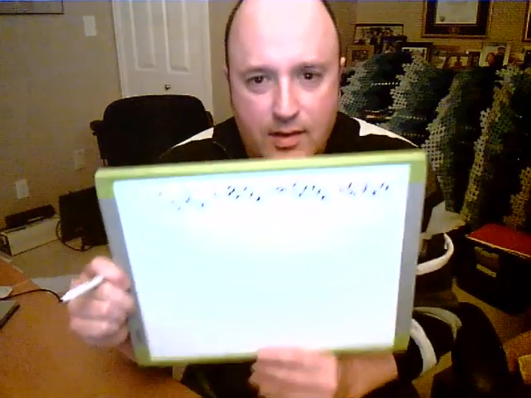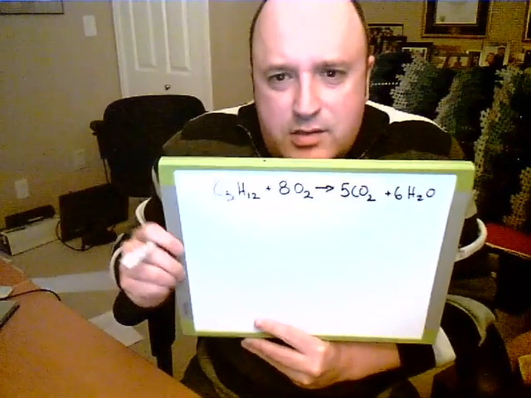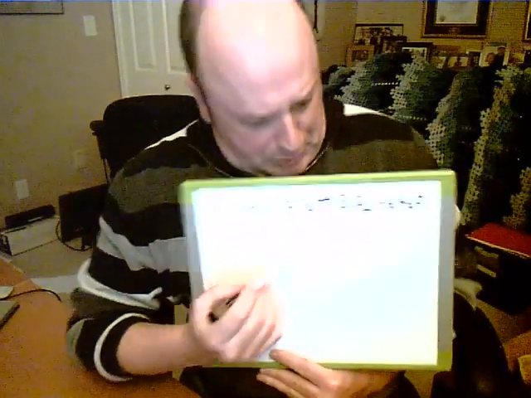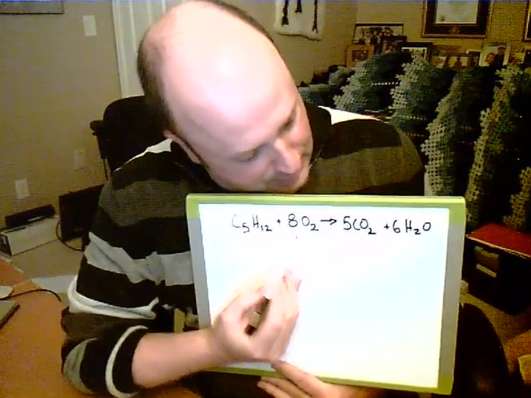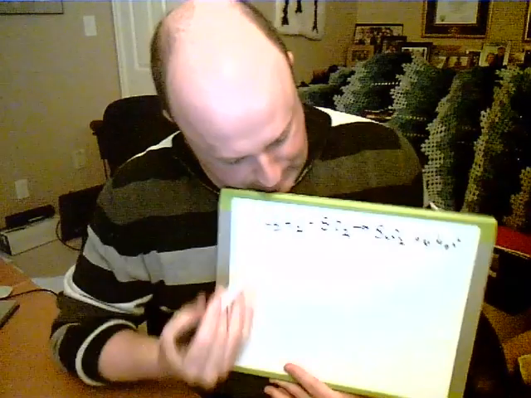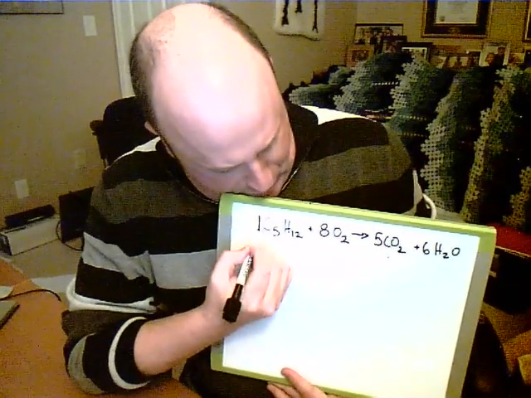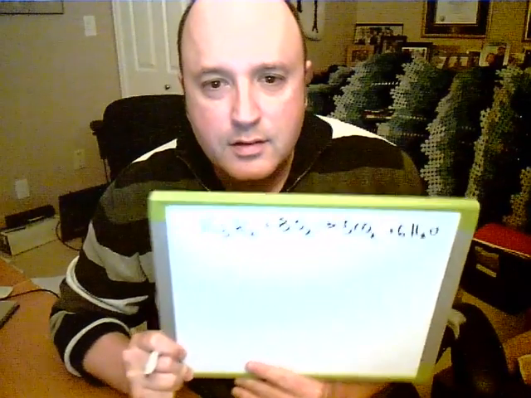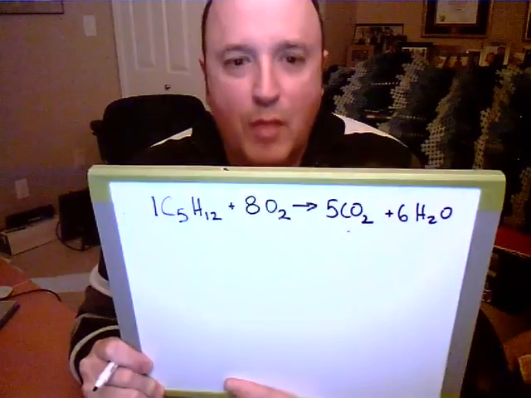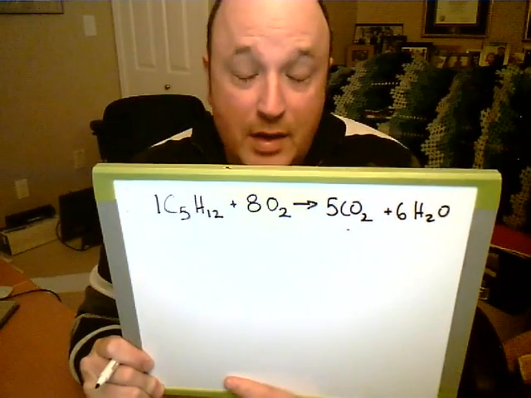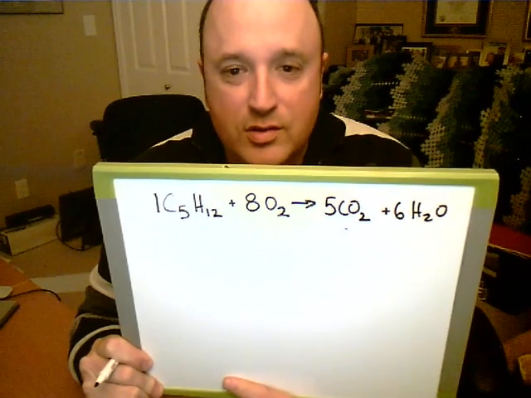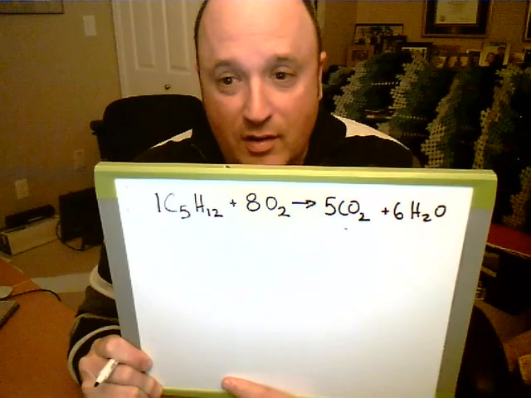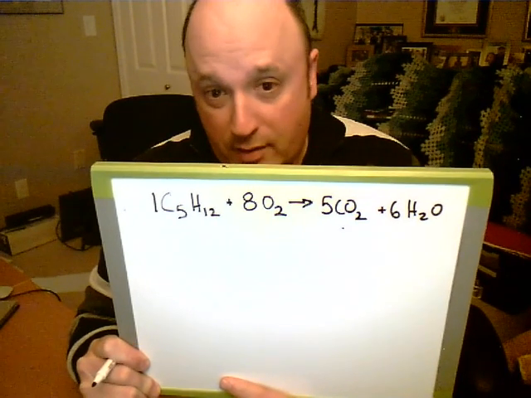So these numbers out front are the most important, right? The one that we have here, that's an 8, that's a 5, and that's a 6. And although we don't see it, there's a 1 right here, and I can show it. So one molecule of pentane plus 8 molecules of oxygen equals 5 molecules of carbon dioxide and 6 molecules of water.